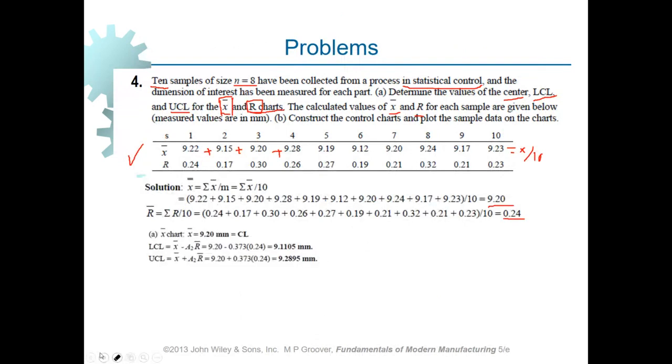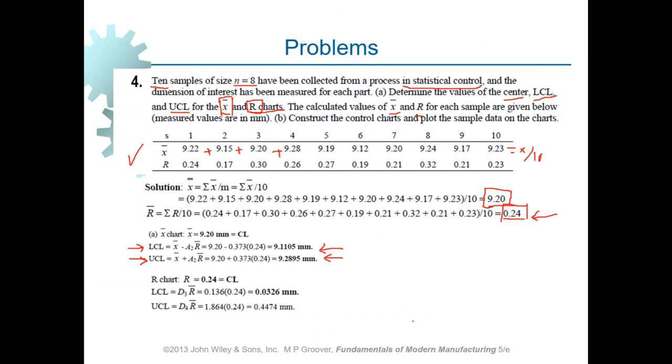So the center line for the R chart, R bar, is already computed right here. This is giving us the value of the center for the X bar chart. And by making use of the equations on the equation sheet, we easily compute the values of LCL and UCL for the X bar chart. And similarly, this is the value of the center for the R chart, and we take the equations from the equation sheet and do the computation of LCL and UCL for the R chart. Now we have done the computation of whatever is needed in part A.